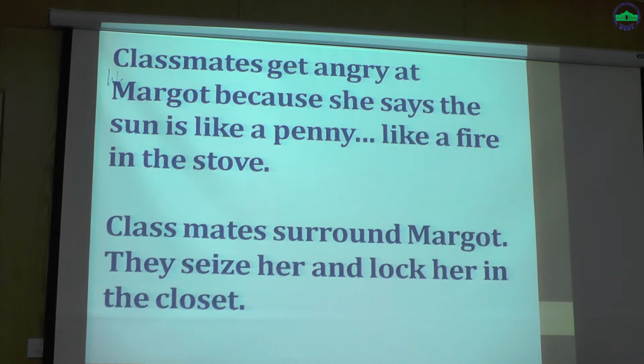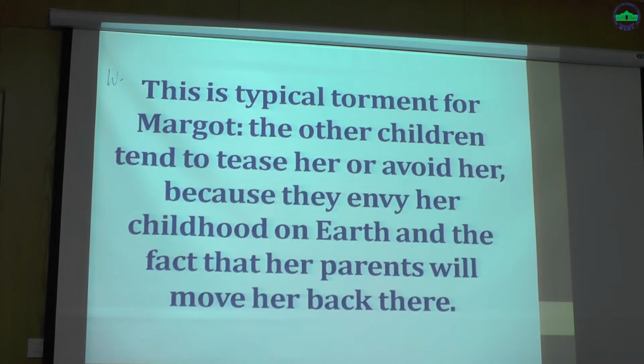Classmates get angry at Margot because she says the sun is like a penny, like a fire in the stove. Classmates surround Margot and lock her in the closet. This is typical torment for Margot. The other children tend to tease her or avoid her because they envy her. She has a memory on Earth. So what do her parents decide to do? To take her back to Earth, and they will lose a huge amount. Life on Venus is not cheaper; he makes more money on Venus than on Earth.